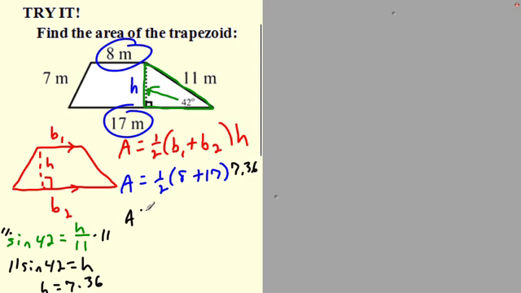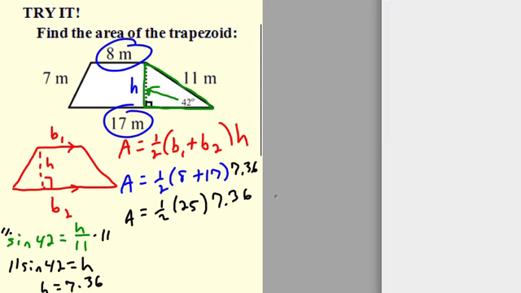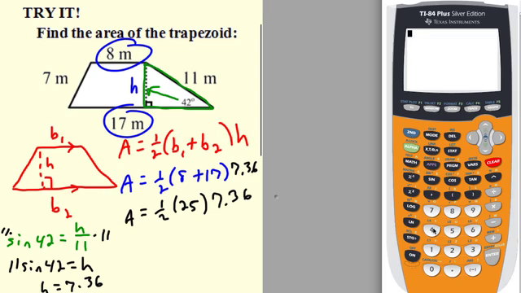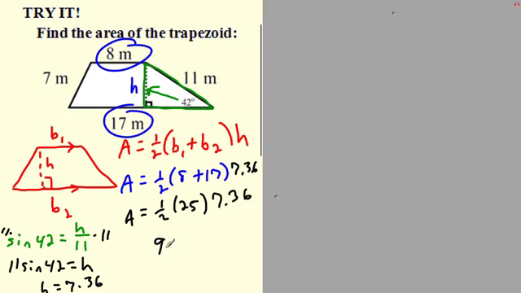If you want to simplify a little bit on your own, you're doing 1/2 times 8 and 17, which is 25. But at some point, I'm going to have to go to the calculator to get these decimals. So let's do it. I'm going to go 0.5 is my half, times 25, times 7.36, and I get 92. So that is my answer, 92. What am I in? Square meters. So that would be the area of this trapezoid.